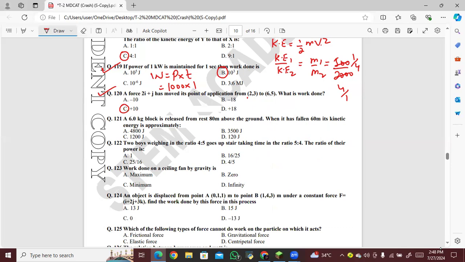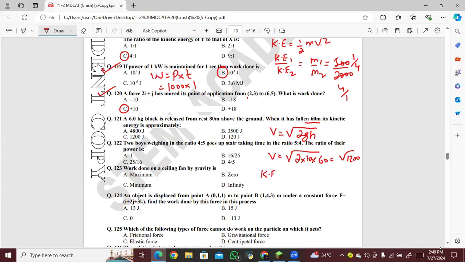A 6 kilogram block is released from rest 80 meter above the ground. When it has fallen 60 meter, its kinetic energy is approximately? First you have to find the speed by this formula, v squared equals 2gh, and in this formula height h is the height of fall. It is not the total height, it is the height by which the object falls. So it is 2 into 10 into 60. It is under root 1200.